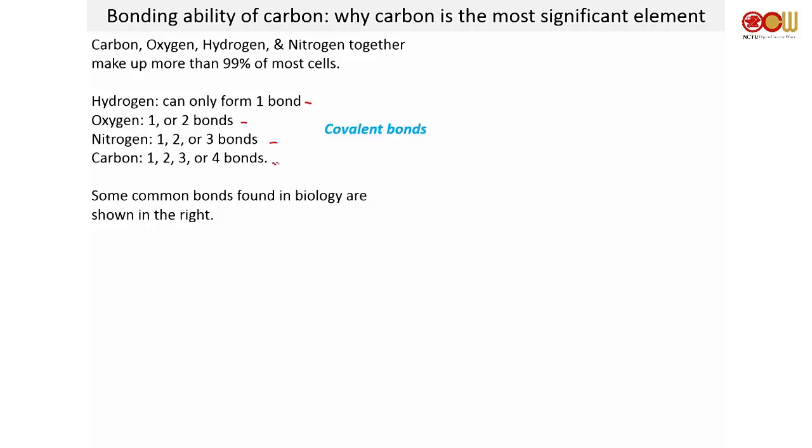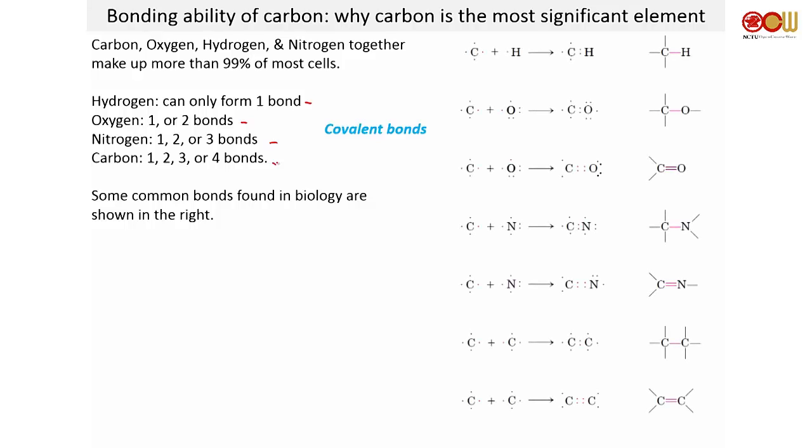Now, some of the common bonds found in biology are shown on the right, okay? These are the bonds that you definitely should know and their characteristics, okay? We got our normal C-H bond, C-O bond, C double-O bond, C-nitrogen bond, C double-nitrogen bond, and carbon-carbon bond, carbon-carbon double bond. These are the common bonding schemes that you have in biochemistry, the most frequently observed types of bonding between elements.